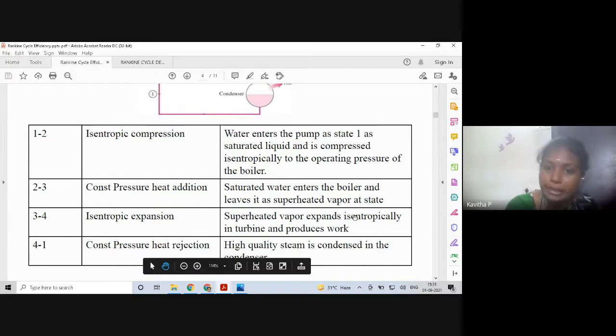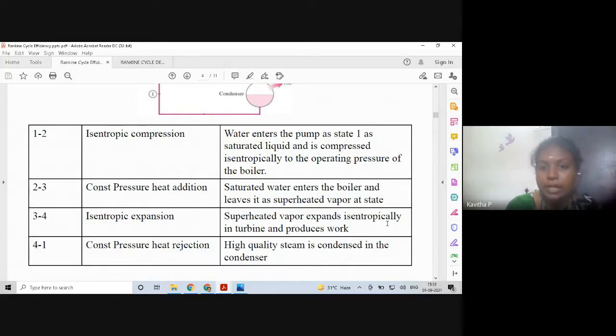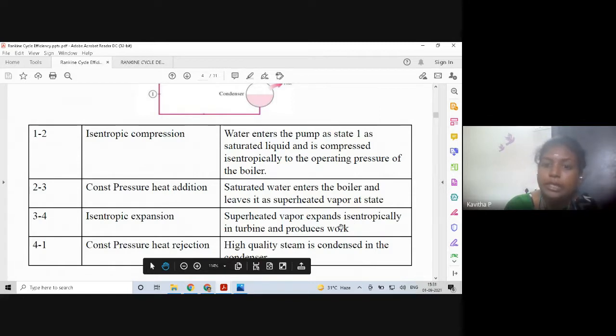The superheated vapor expands isentropically in the turbine and produces work. Once the superheated steam enters into the turbine, it goes through an isentropic expansion process. During this expansion, the pressure of the steam gets reduced, and the thermal energy of the steam is converted into kinetic energy, which is then converted into mechanical energy by the turbine blades through rotational force.